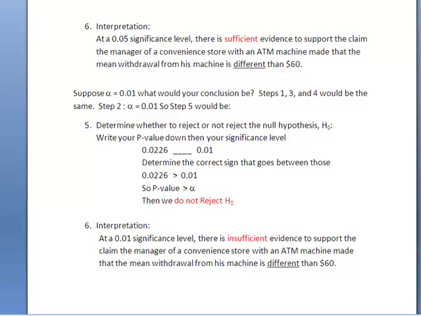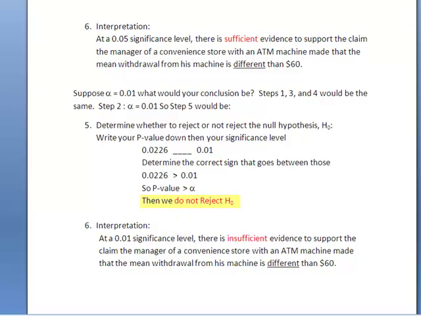So step 5 would be we put our p-value, which was 0.0226, and our new alpha of 0.01, and what sign would go between those? The greater than sign, because 0.0226 is larger than 0.01, so our p-value is larger than alpha. Then we do not reject the null hypothesis.